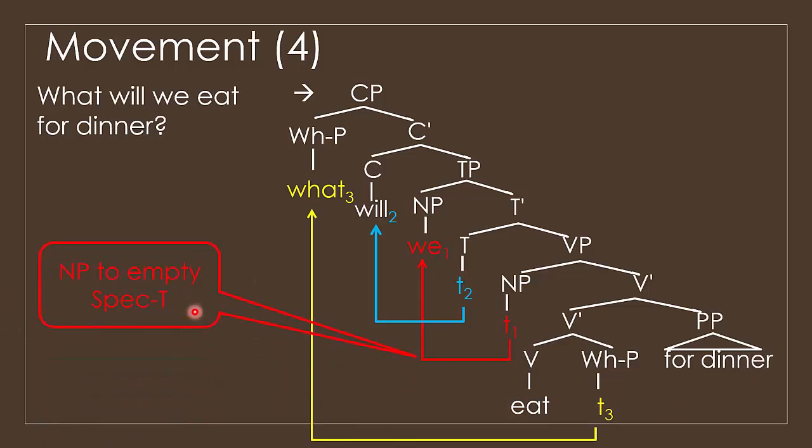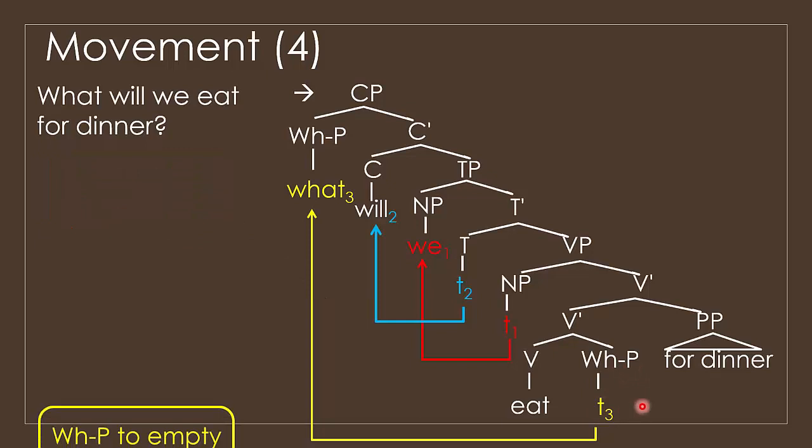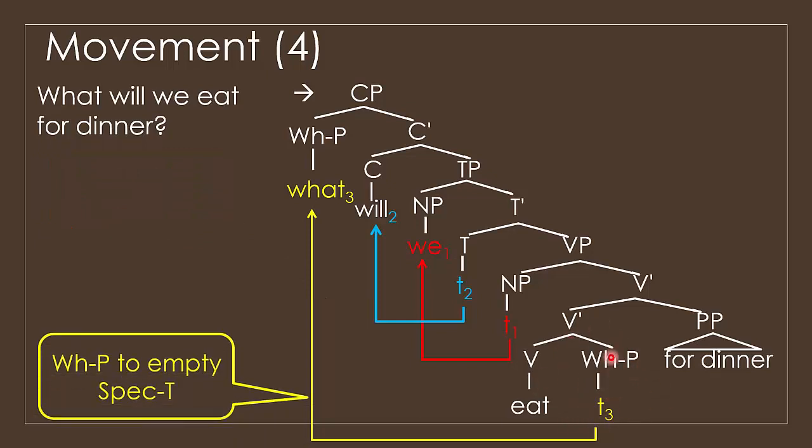So here we have first an NP movement. NP moves from the specifier of V to the empty specifier of T here, which is always empty. And then we have the movement of will over here from T to C over here, which is always empty as well. And then we have the movement of the WH phrase from wherever it is, but in this case it's from the complement of V. It moves to the specifier of C, which is always empty, but this position is the position of a WH phrase in a question. So this is the S structure of the sentence, what will we eat for dinner?